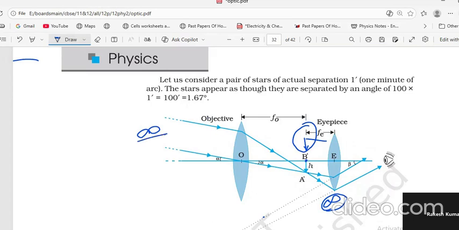The object is at infinity, it comes and forms at the focus, at the focal length. When something is at infinity, it will form at the focal length. And the focal length of this and the focal length of this will combine, because then it will form at infinity. So infinity to focal length to infinity.